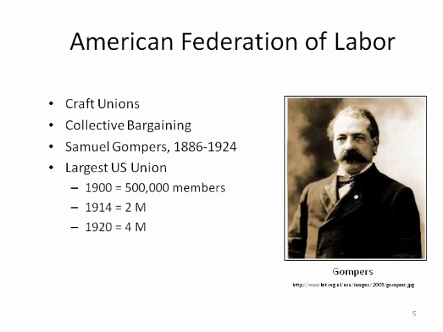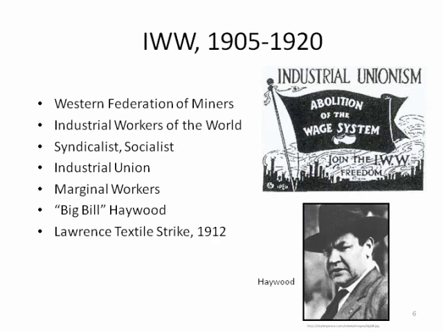But then on the very radical end of this spectrum, on which the AFL was probably the far right wing of the labor movement, on the far left wing was the IWW, which grew out of the Western Federation of Miners. It formed in 1905, which is a little after the time period we're focusing on right now, and it lasted until it was repressed in 1920. This was the radical Industrial Workers of the World, the IWW.